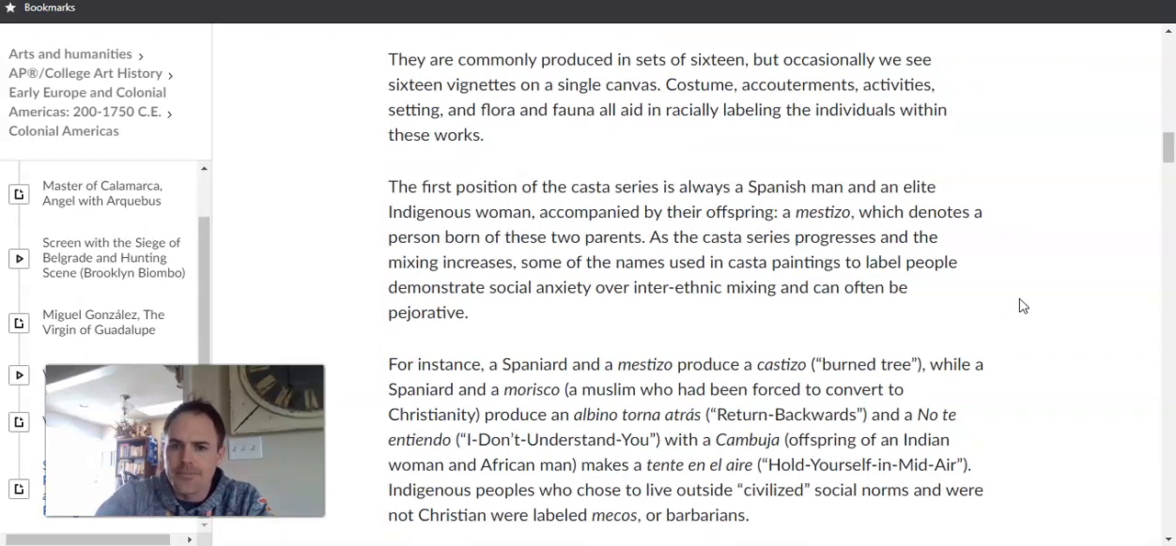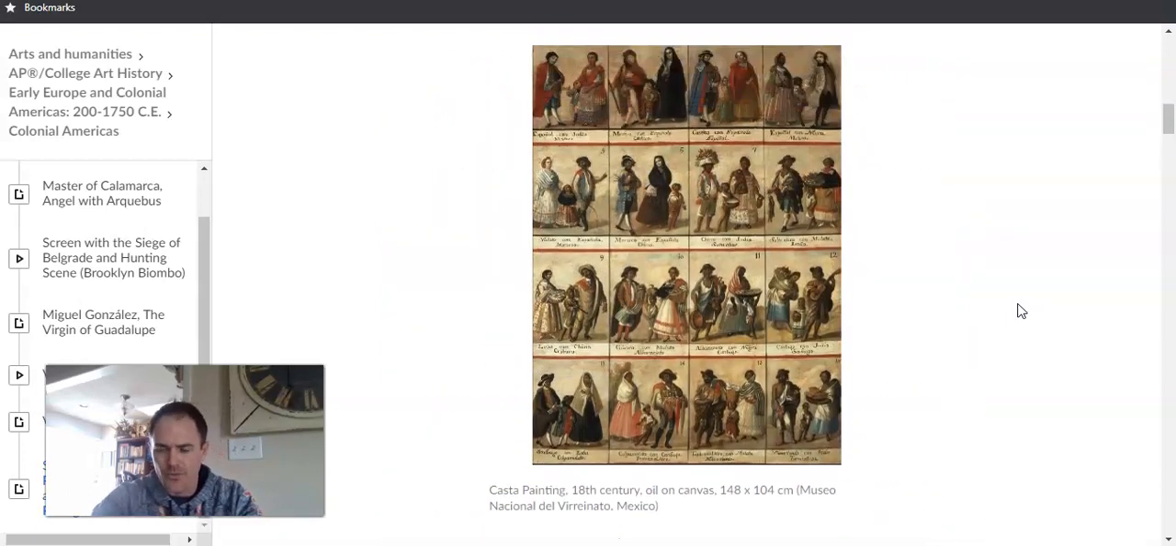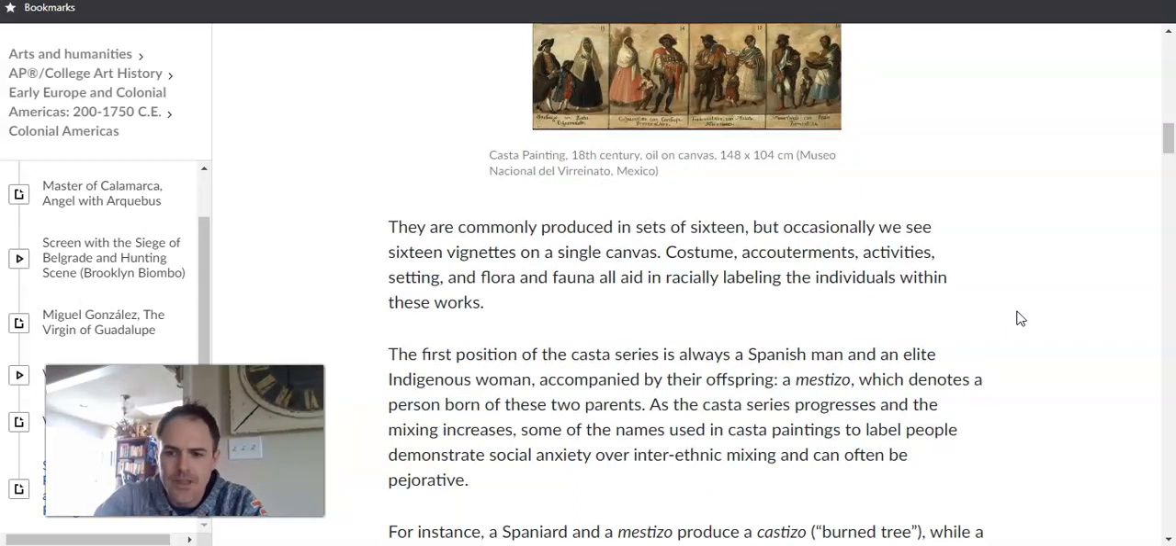"They are commonly produced in sets of 16," and you see one example. The one we looked at was also an example, right? Rows of 4, rows of 4, rows of 4, rows of 4. "The first position of the casta series is always a Spanish man and an elite indigenous woman occupied by their offspring, a mestizo, which denotes a person born of these two parents." Remember, mestizo in a broad way means just mixing.